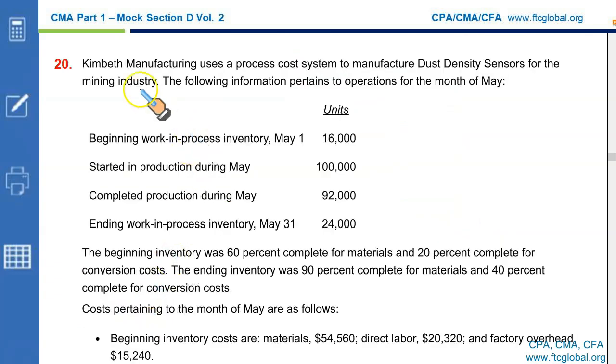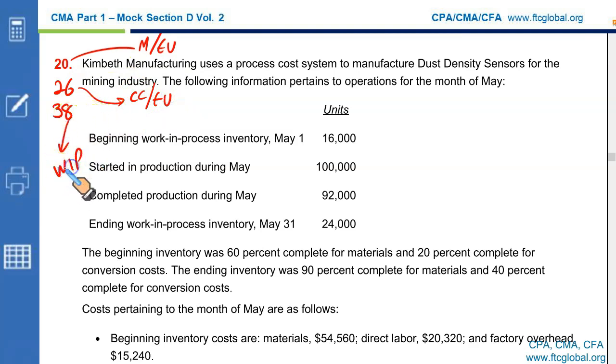Now the same question again, but this time we will be doing it using the weighted average method. Question number 20, question number 26, and question number 38. Question number 20 would ask you to calculate the material cost per EUP. Question 26 will ask you to calculate the conversion cost per EUP, and question 38 will ask you to calculate the value of work in process.